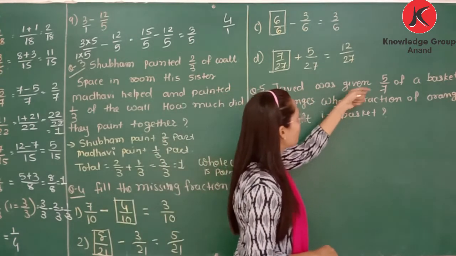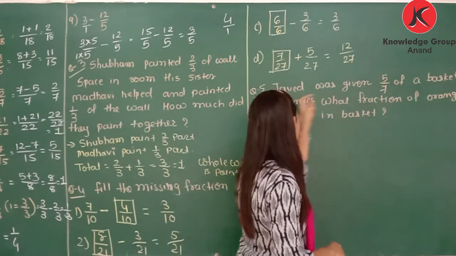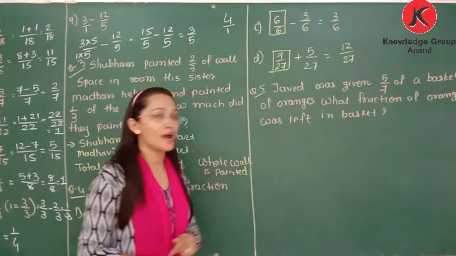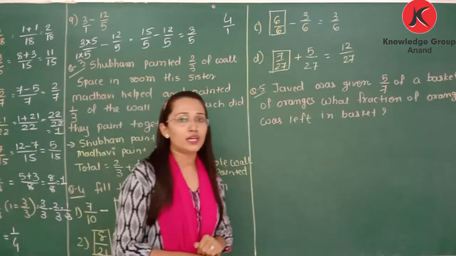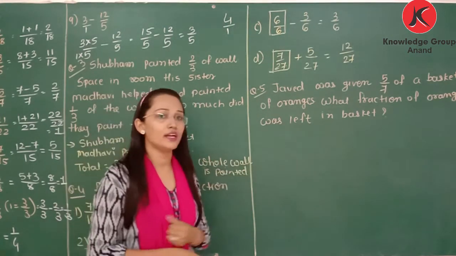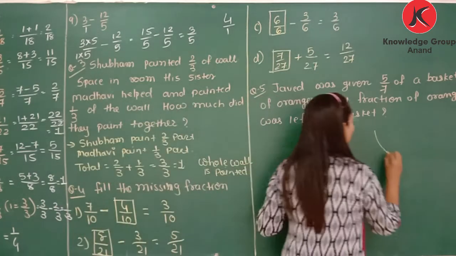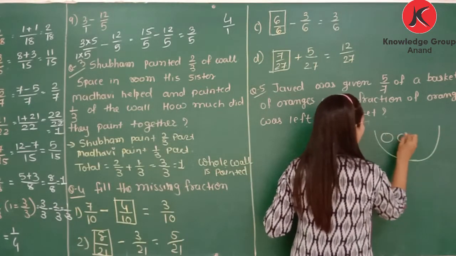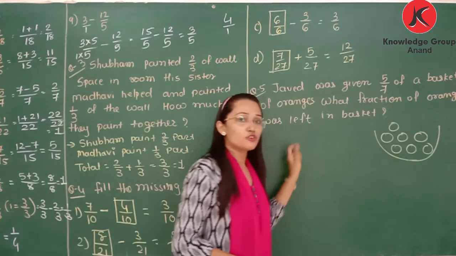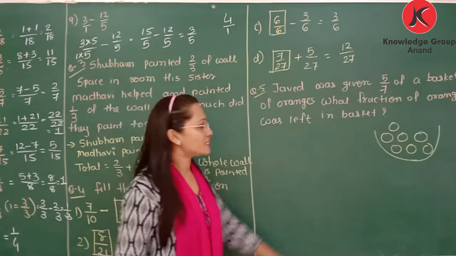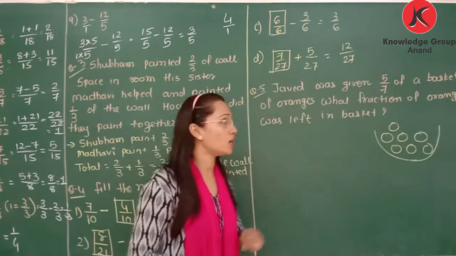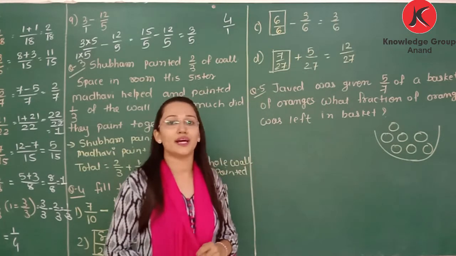Now question number 5. Javed was given 5 by 7 of a basket of oranges. What fraction of oranges was left in the basket? Means if we consider the basket as a whole and it is divided into 7 parts, let's take one figure. In that, from this basket, let's say there are 7 oranges and from 7 oranges 5 are given to the jar. So how many parts are remaining?